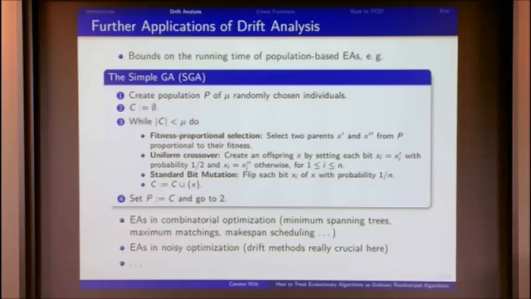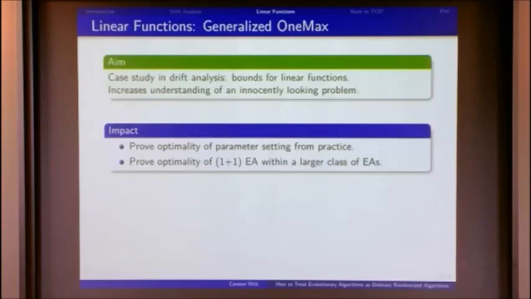This brings me to the second part. So I showed you the 1max before, and now a more advanced example in drift analysis, where I consider something that could be called generalized 1max, linear functions. And this is again an extremely innocently looking problem, but it's surprisingly hard to come up with good running time bounds. And while doing this, we get some consequences of the theorems, and these consequences can be summarized as follows. We get that in this setting, a mutation probability recommended in practice, 1/n, is optimal in theory for the whole class of linear functions.